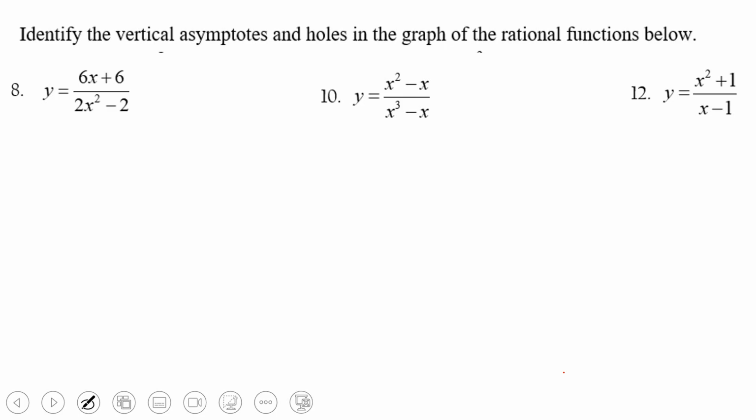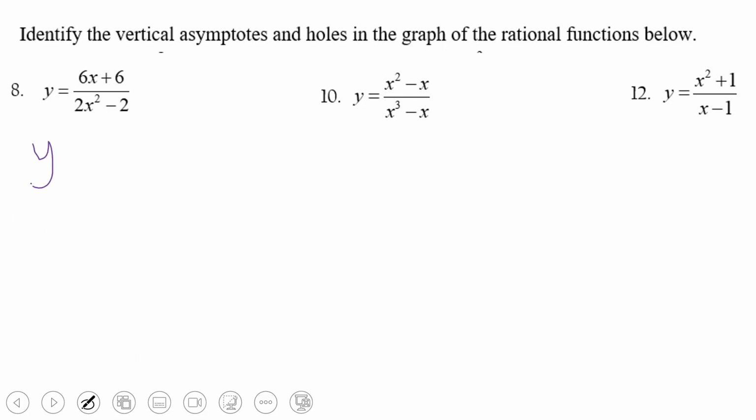I'd like you to press pause and please do 8, 10, and 12, and then come back to this video to see if you were correctly able to identify the holes and vertical asymptotes. All right, problem number 8.